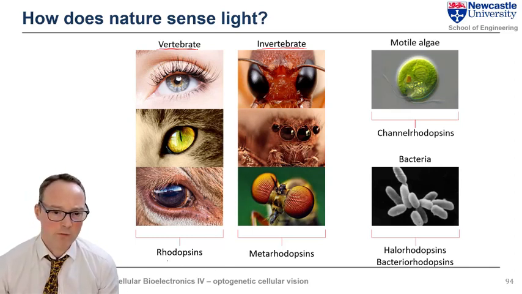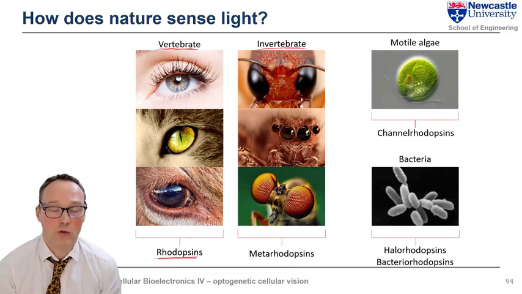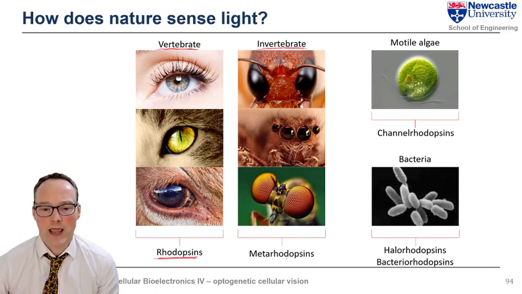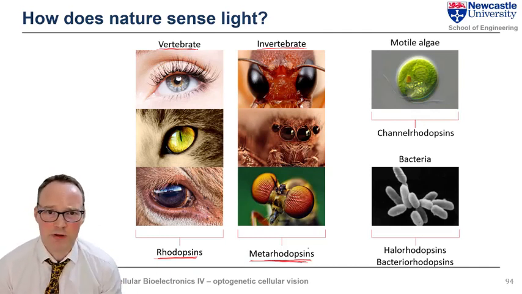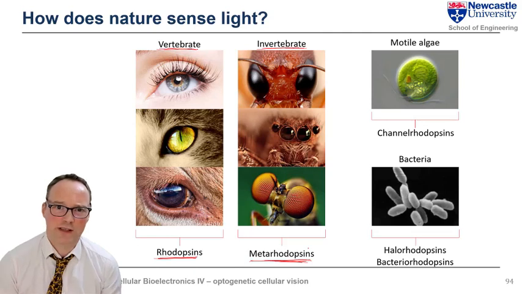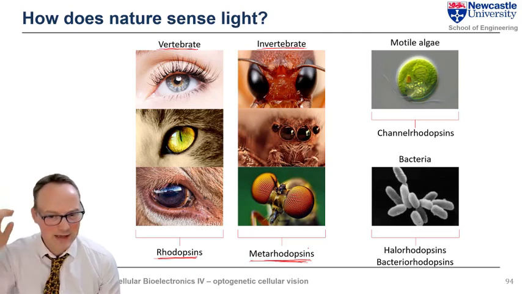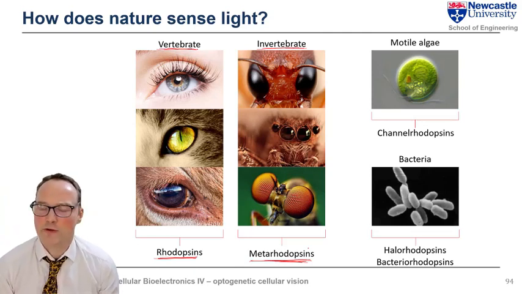For basically all mammals, we use a GPCR protein called rhodopsin. For invertebrates, they use a protein called metarhodopsin. And it's a bit like Macs, so the old Apple Motorola chips versus the Intel chips. They're kind of similar, but they're the opposite way around.